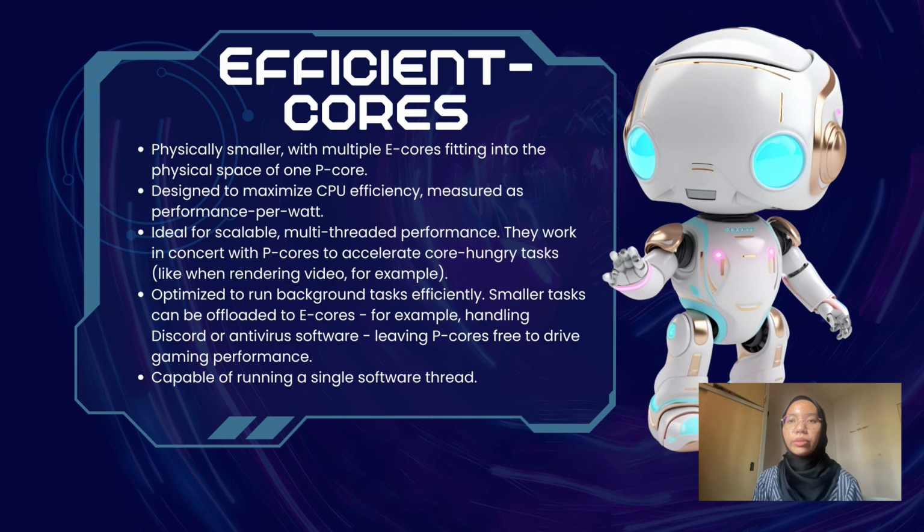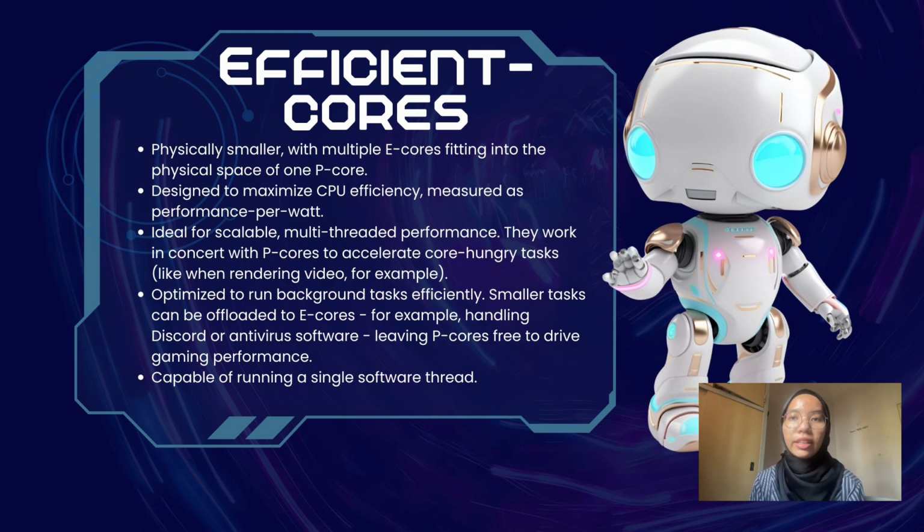Next, I'm going to continue with the role of efficient cores, or E-cores. First, physically smaller, with multiple E-cores fitting into the physical space of one P-core. Second, designed to maximize CPU efficiency, measured as performance per watt. Third, ideal for scalable, multi-threaded performance. They work in concert with P-cores to accelerate core-hungry tasks, for example, when rendering video. Fourth, optimized to run background tasks efficiently.